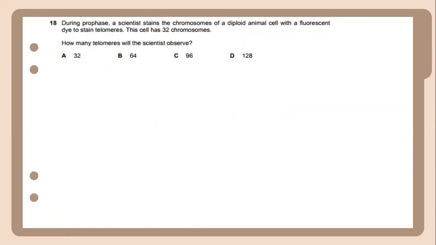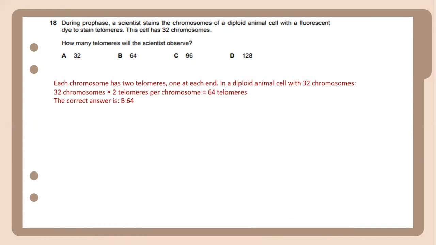During prophase, a scientist stains the chromosomes of a diploid animal cell with a fluorescent dye to stain telomeres. These cells have 32 chromosomes. How many telomeres were the scientists observing? Each chromosome has two telomeres, one at each end. In an animal cell with 32 chromosomes, 32 chromosomes multiplied by 2 telomeres per chromosome gives the value of 64.